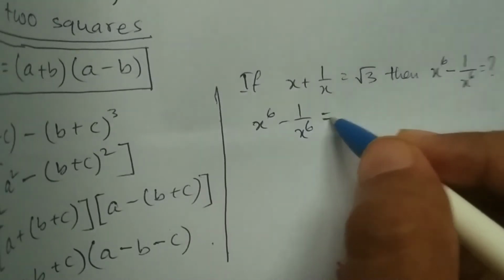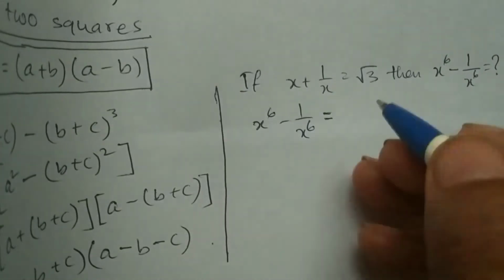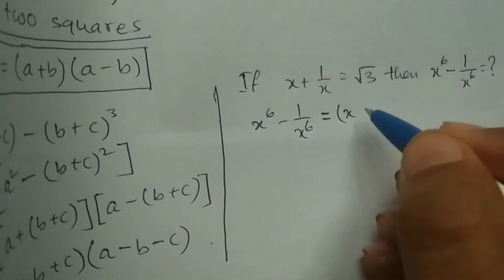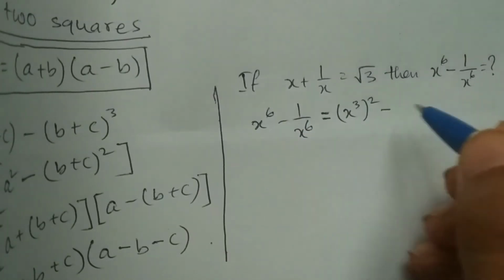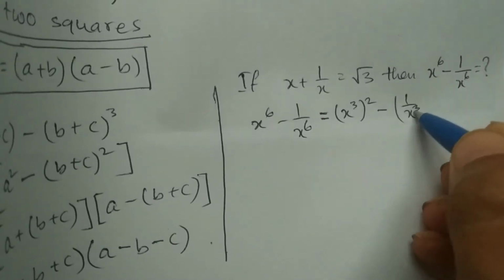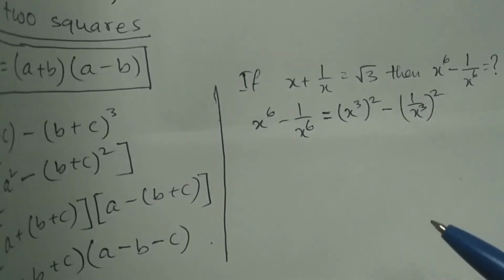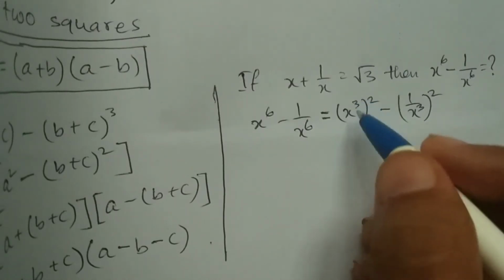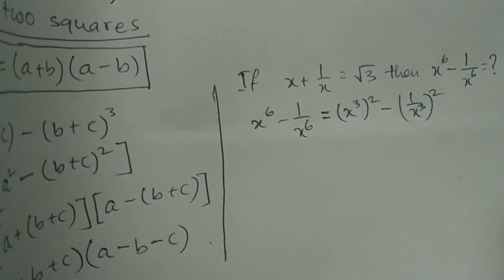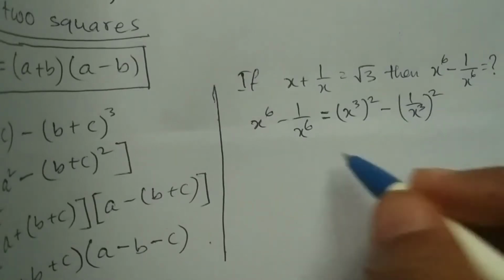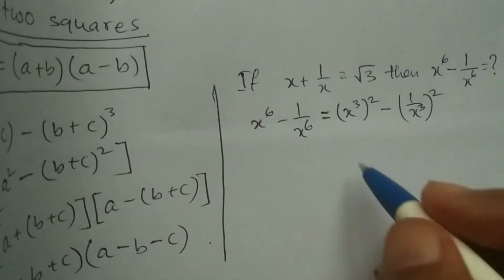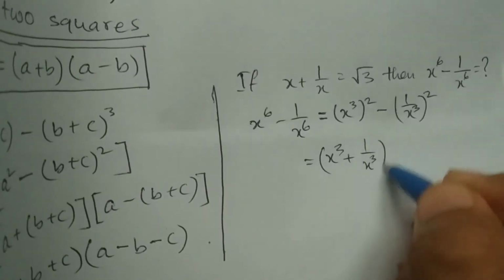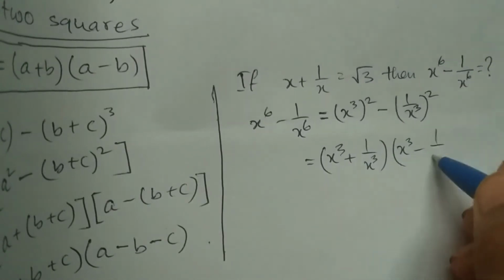So that means we have to break them as a difference of two squares. Here x to the power 6 I can write as x cube whole square minus 1 by x cube whole square. Now a square minus b square: I'm considering a as x cube and b as 1 by x cube. So the formula is a plus b into a minus b. Very simple. So x cube plus 1 by x cube and x cube minus 1 by x cube.